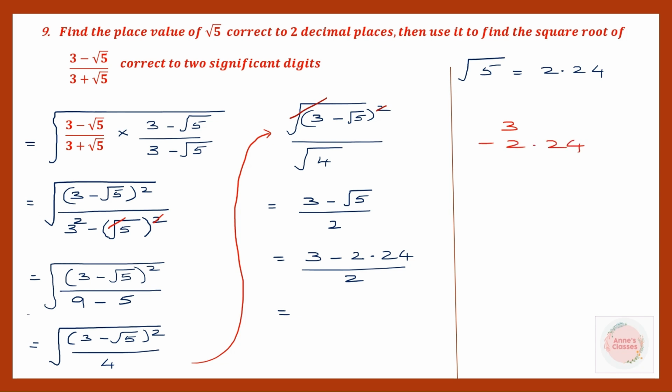Now how do we do the subtraction of decimal numbers? We put a point, we put 2 zeros, and we subtract. So now we borrow, this is 2, this has become 10, 9 and 10. 10 minus 4 is 6, 9 minus 2 is 7, so this is 0.76. 0.76 divided by 2. When you divide this, you get 0.38, and this is our final answer.